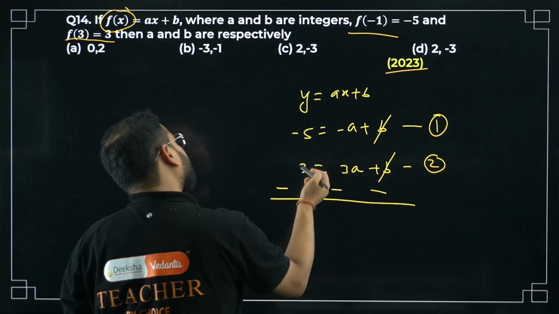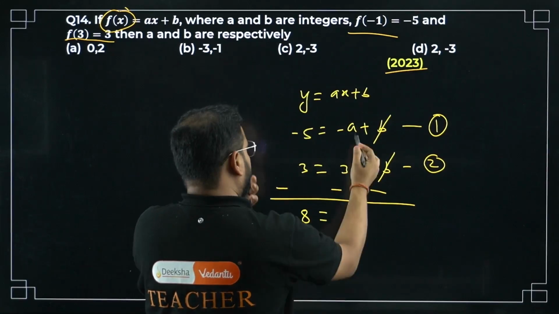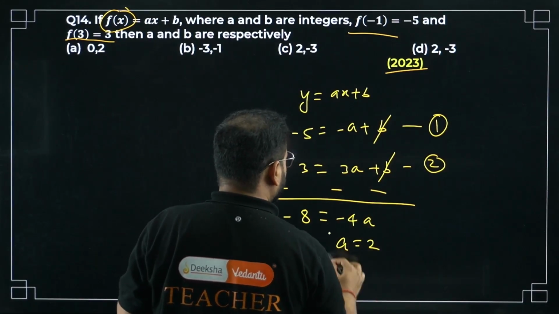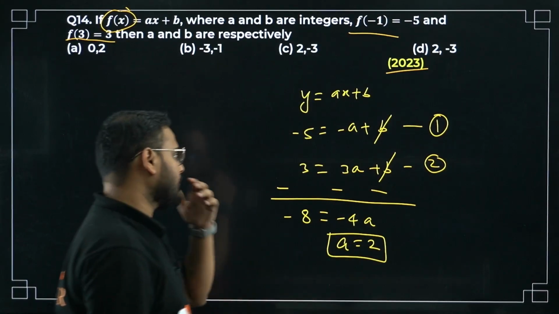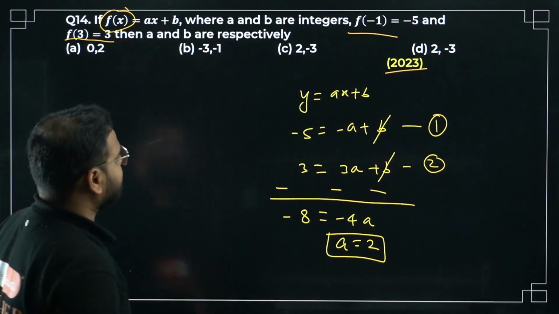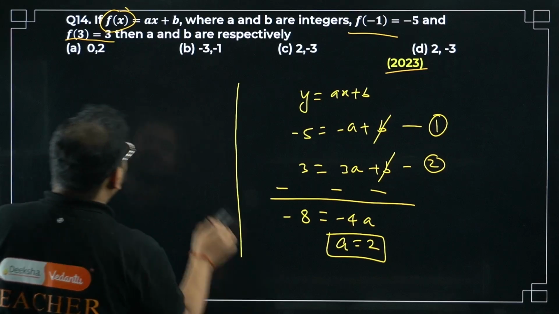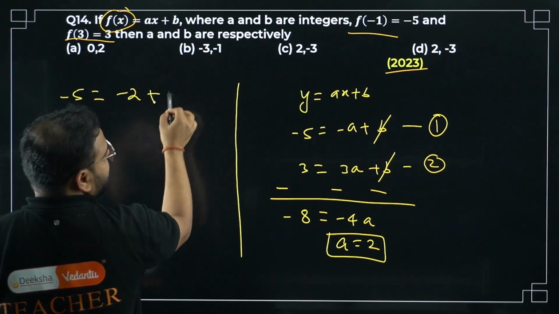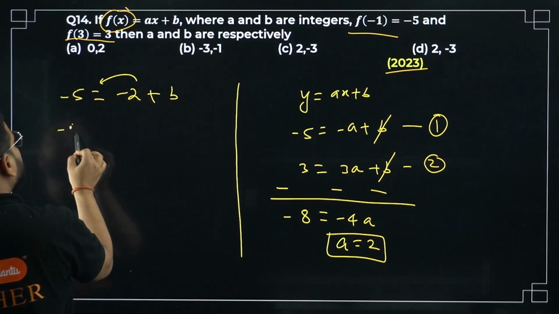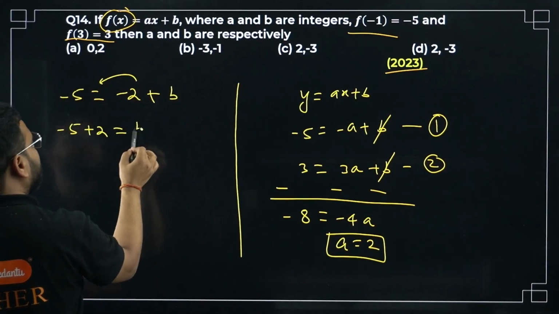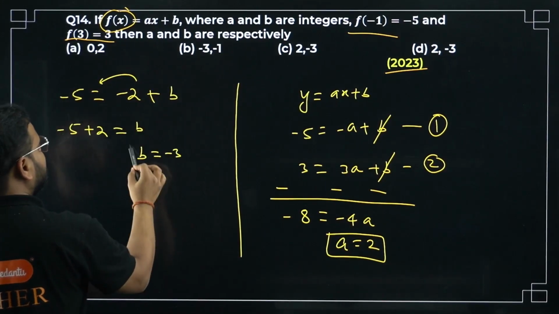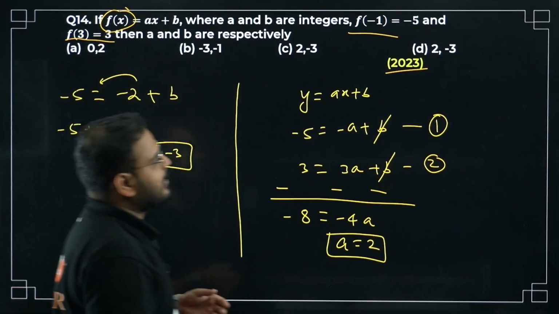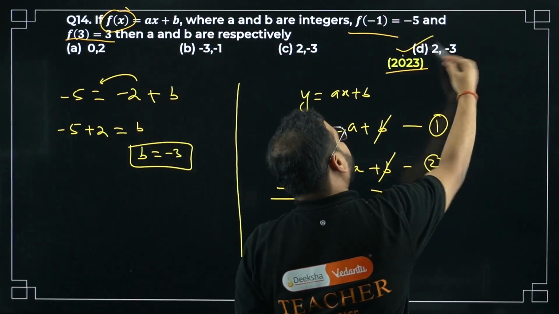What do I get? Minus 5 minus 3 is minus 8, minus a minus 3a is minus 4a, so a equals 2. Use this in equation number 1. Minus 5 equals minus 2 plus b. Bring it over here: minus 5 plus 2 equals b, so b equals minus 3. The answer is 2 comma minus 3.